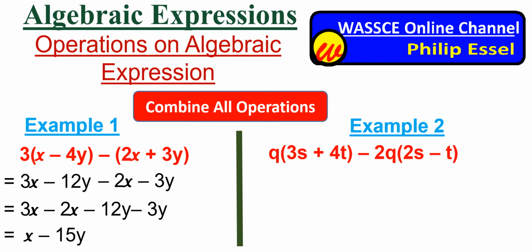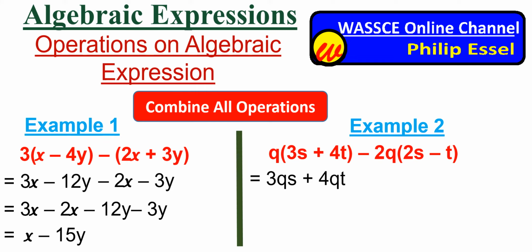We would open the first bracket. Inside that bracket we have 3s plus 4t, and outside of that bracket we have the variable q. So first the q would multiply the 3s, that will give us 3qs, and again the q would multiply the 4t, that will give us 4qt.